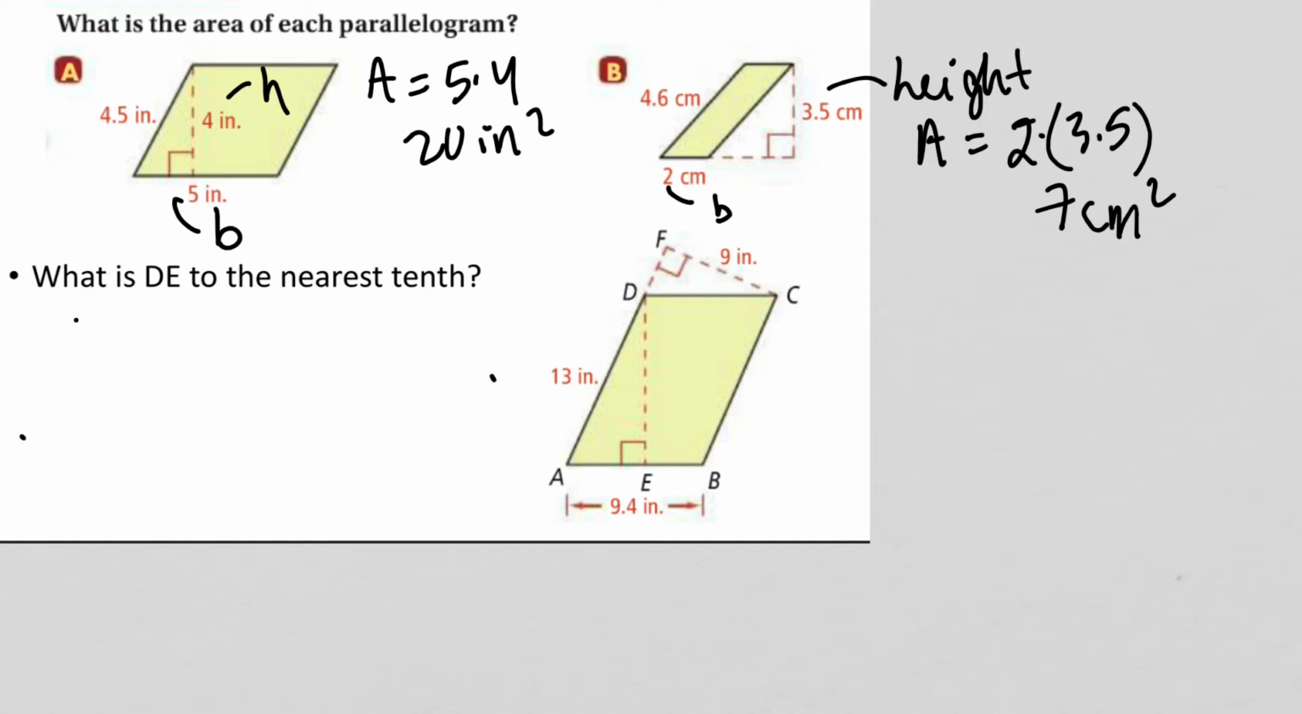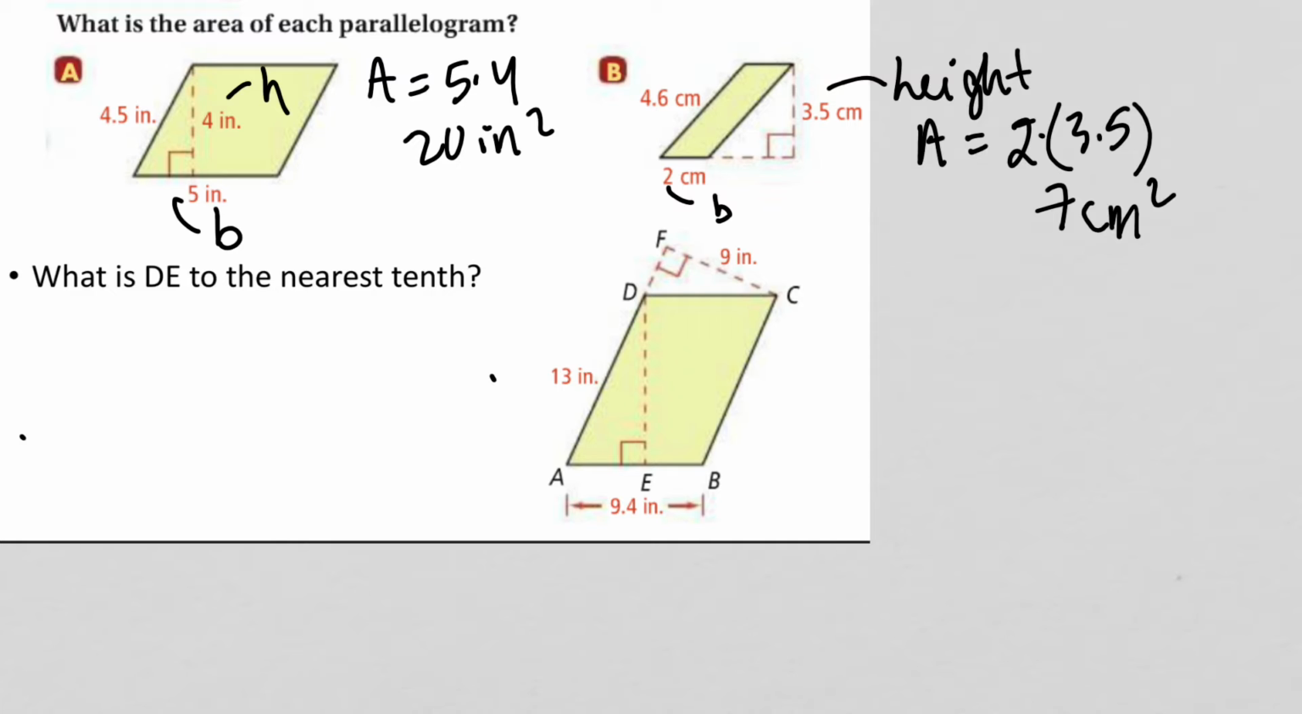Now take a look at B. This sometimes happens. They don't put the height, the altitude, in the parallelogram because of the way it's situated on the paper. So here they have the height drawn on the outside, but it's still the height of this parallelogram. So it's 2 times 3.5, which is 7 centimeters squared.